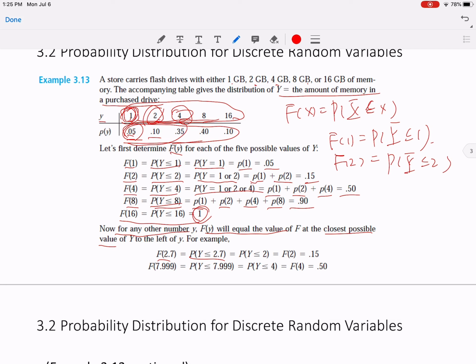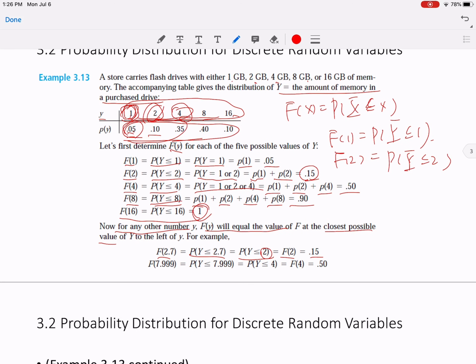We cannot count that. So the probability of y is less than or equal to 2.7 is equal to the probability of y is less than or equal to 2, which is equal to f of 2, which is 0.15, as what we get over here. And we can also tell that 2 is the closest possible value of y to the left of 2.7 in the original probability distribution. Okay, 2 is the closest possible value to the left of this number 2.7 here.